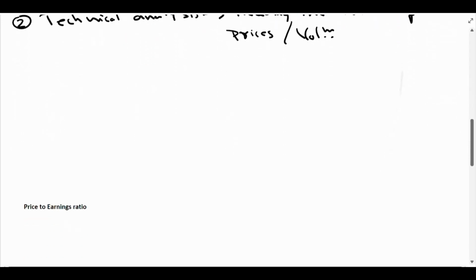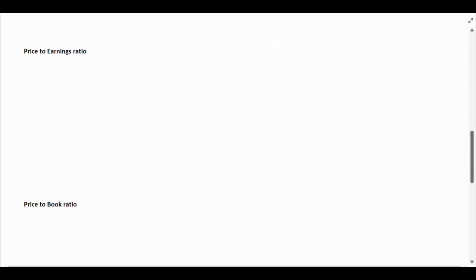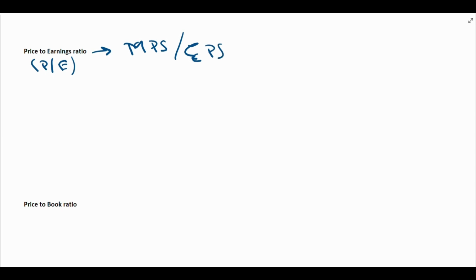Okay, now let's come into the ratio part. Ratios help us find and analyze companies. And one thing we would say is, don't use these ratios in isolation. And why not? We will see along the way. The first one is the price to earnings ratio, also known as PE ratio. This is market price per share divided by earnings per share.